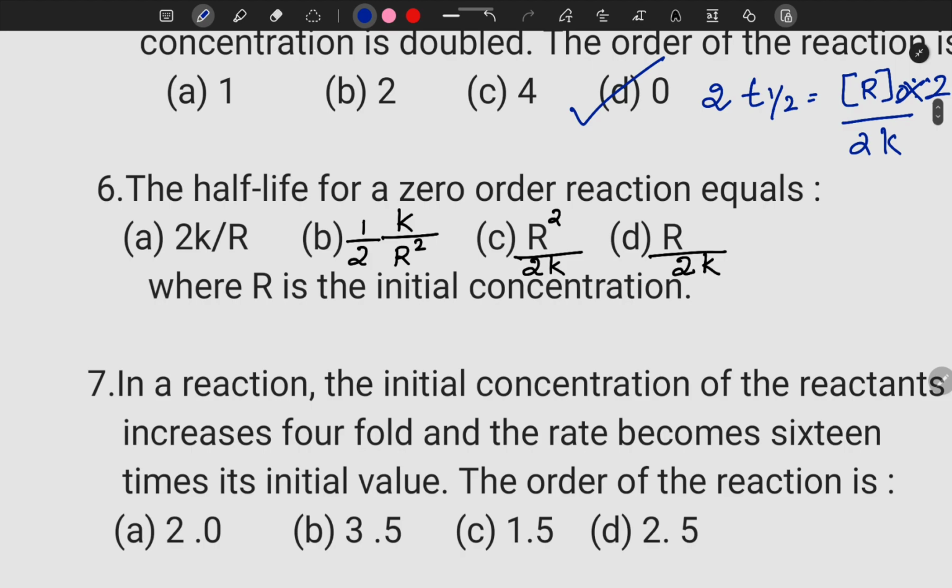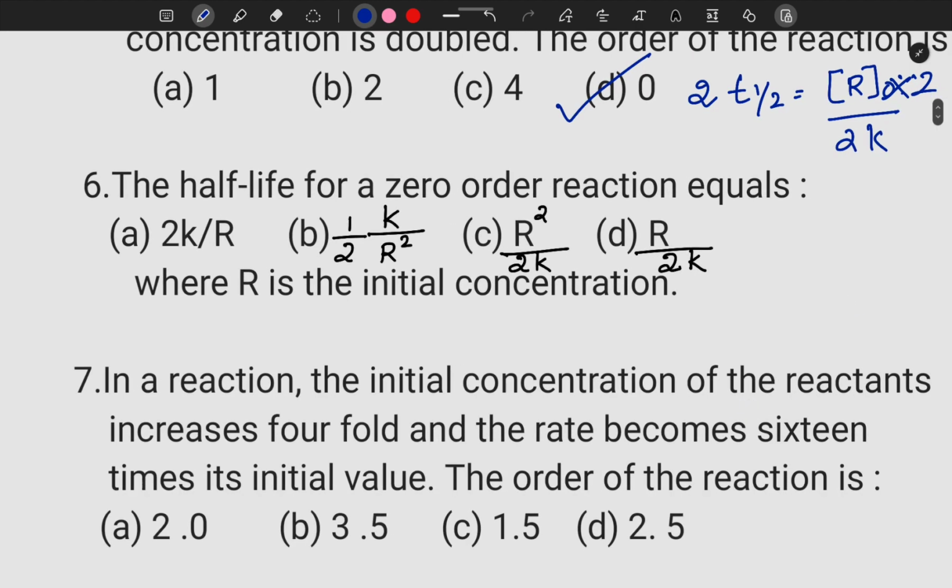The half-life for a zero order reaction is equal to initial concentration by 2k. So our option is D, R by 2k or R0 by 2k. Here the initial concentration is mentioned as R.